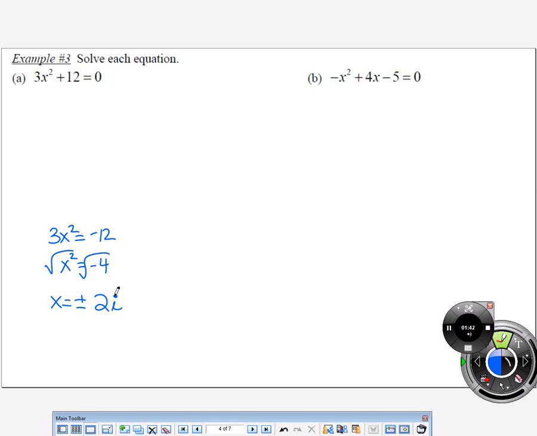So you would get two complex solutions here, positive 2i and negative 2i. The 2 because 2 is the square root of 4, and the i because i represents the negative in the radical.